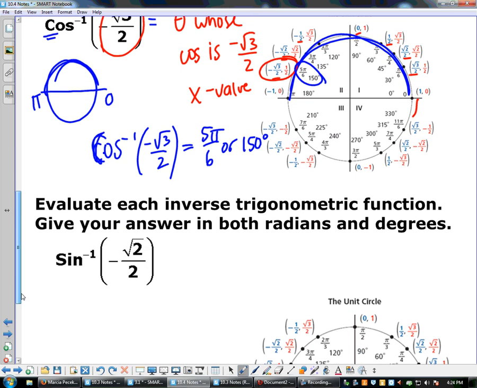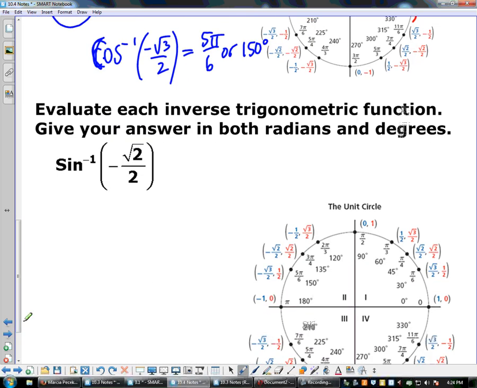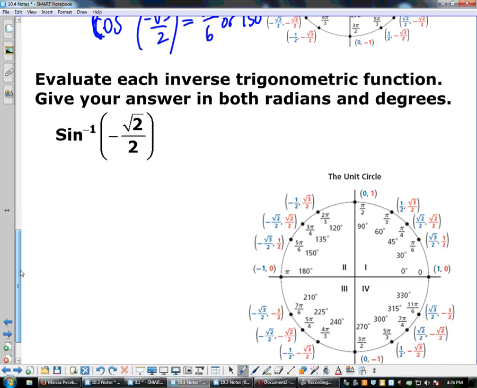All right, let's try another one. Evaluate capital sine inverse of negative square root of 2 over 2.